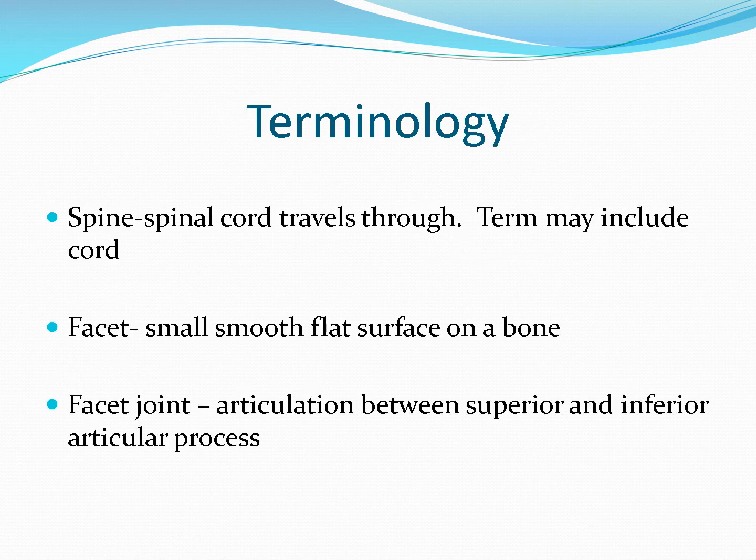A few terms important for you to understand. The spine is the bones that the spinal cord travels through, and so oftentimes we interchange those words, but it's important for you to understand that spine is different from spinal cord. A facet is a smooth, flat surface on a bone, and there are many superior and inferior facets, and we'll see a picture of that in just a moment. A facet joint is where those two articulate, and there is a piece of cartilage between those surfaces.